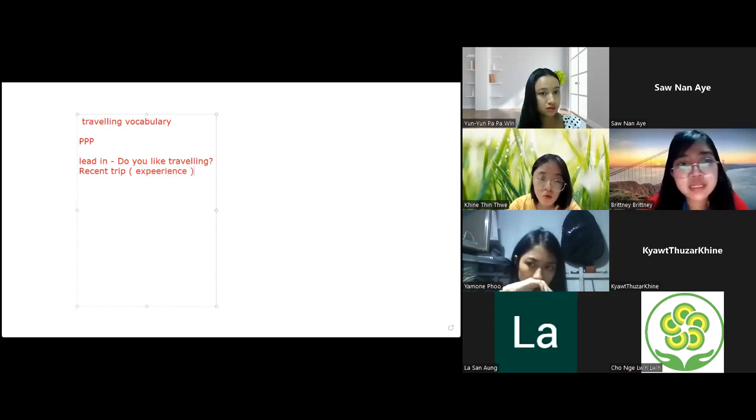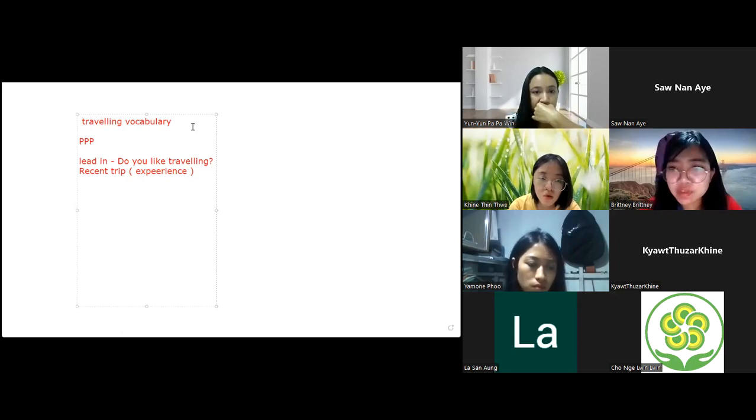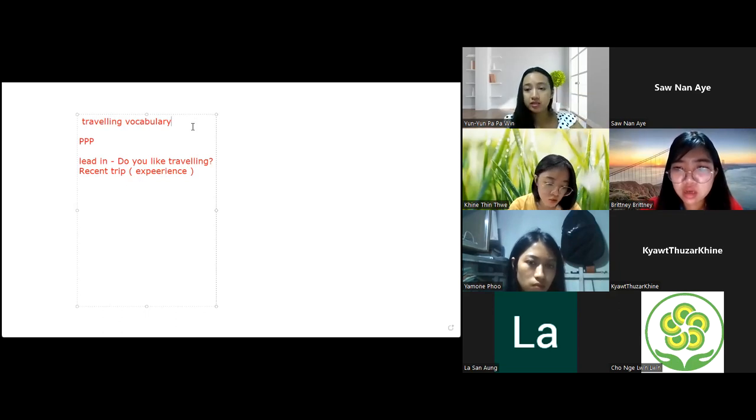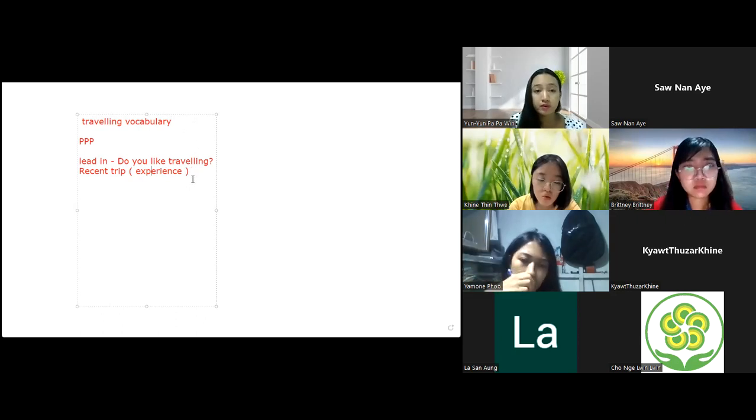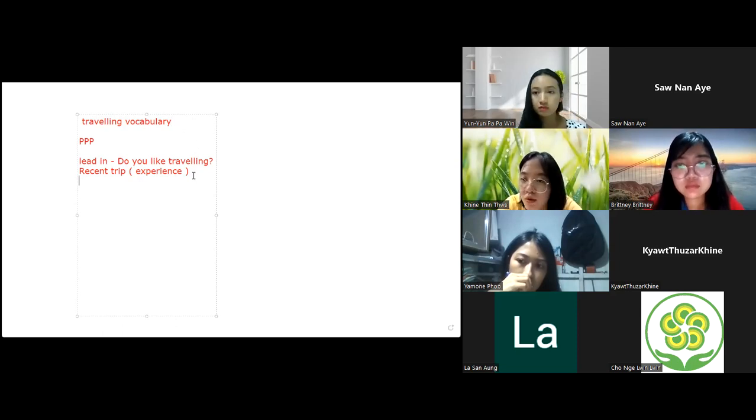Let's go back to our main target language. We are gonna teach them traveling vocabulary. So will it be noun or verb? Yeah, it can be any type of part of speech, teacher. It can be adjective or any type of part of speech. We can teach the vocabulary. Yeah. Instead of focusing on traveling vocabulary, how about we focus on grammar? I feel like the lead-in and the speaking are not related. I also feel like that too.